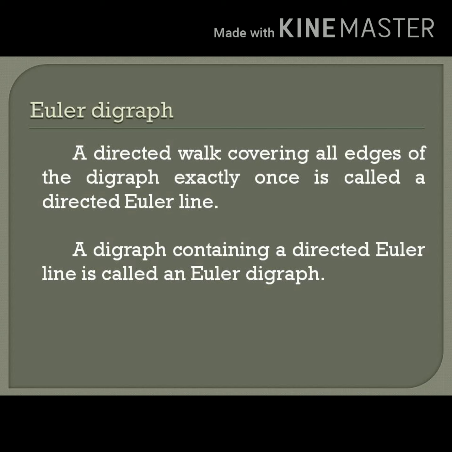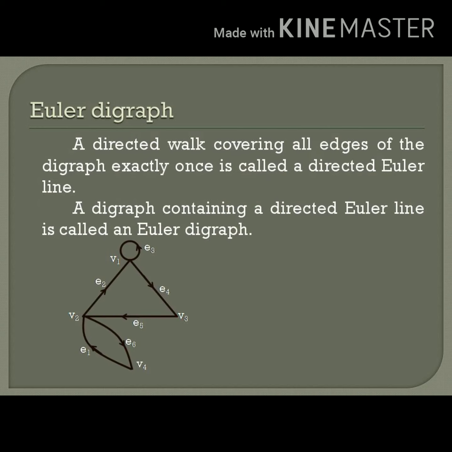Euler digraph. A directed walk covering all edges of the digraph exactly once is called a directed Euler line. A digraph containing a directed Euler line is called an Euler digraph. See the graph here. V1, V2, V3, V4 are the vertices, and E1, E2, E3, E4, E5, E6 are the edges.